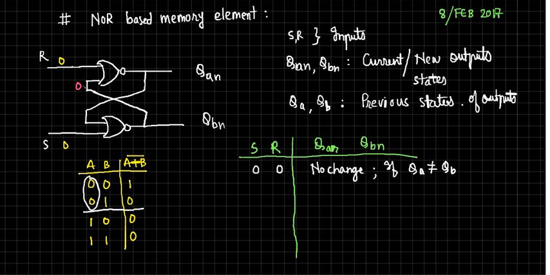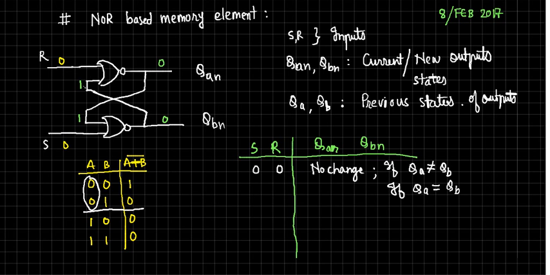Let me drop this. QA is not equal to QB. If QA is equal to QB, that means let it be 0 or 1. Consider any case. Let the previous inputs be 1, 1. See what happens? 0, 1, 0, 1. What is the output? Both are 0, 0, right?